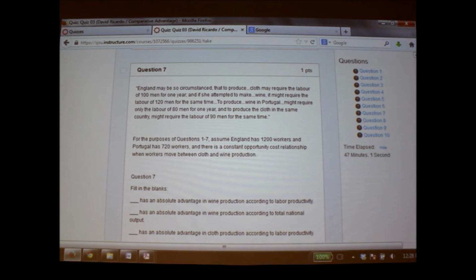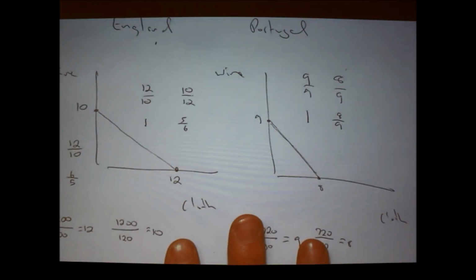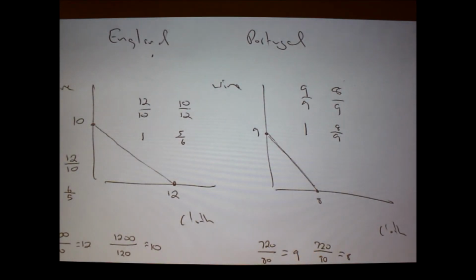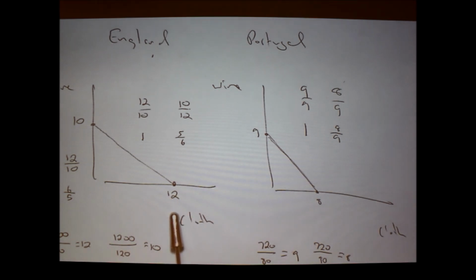But what about with respect to total national output? Let's look at these PPCs. This is to say, who can produce more? If England uses all its resources to produce wine, it can produce 10. If Portugal uses all its resources to produce wine, it can produce 9. So who has an absolute advantage in wine? England, with respect to total national output, right? So it's different than labor productivity. And also, same thing with respect to cloth. 12 is bigger than 8.